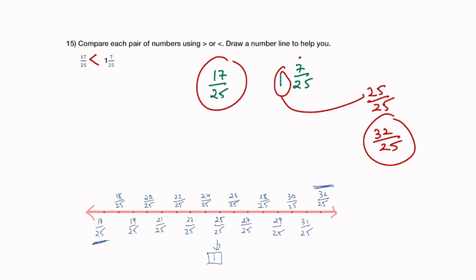Even if you look at the number line here, I started with 17/25, and then I converted this. This becomes 32/25, right? Because 1 times 25 plus 7 upon 25, so that's 25 plus 7 upon 25, which is 32/25. And that's what you have here. So which one is smaller? 17/25. Okay, so I have all the numbers on the number line.